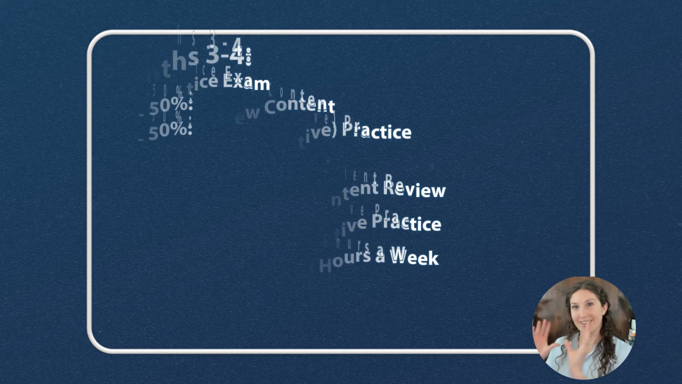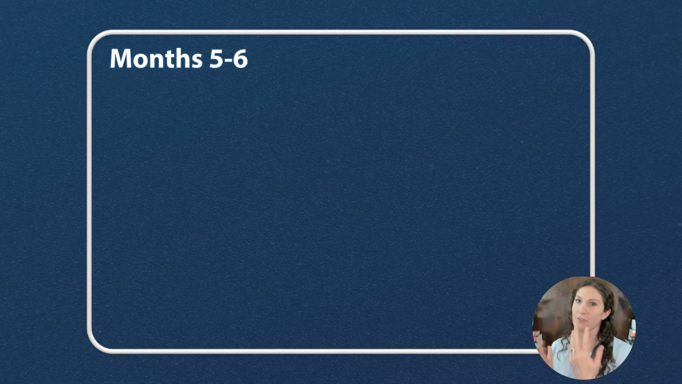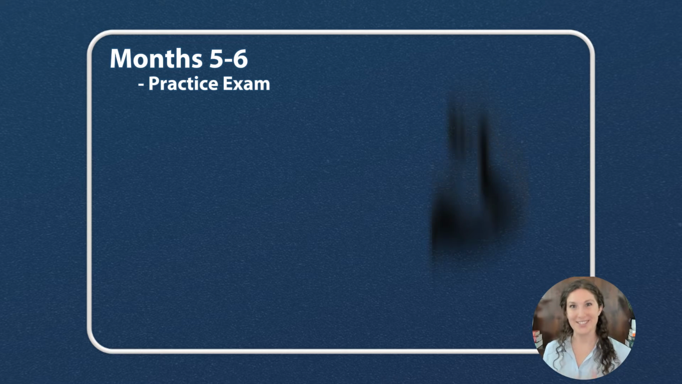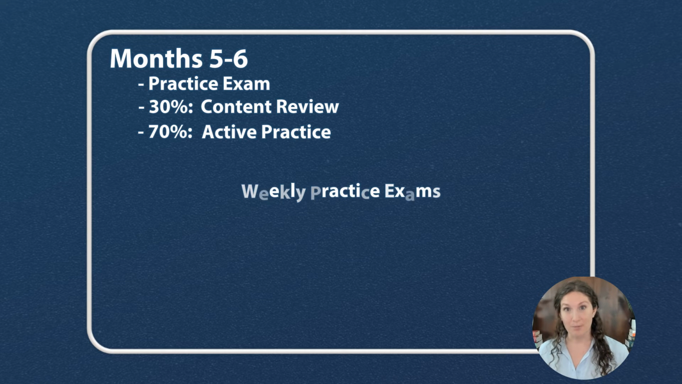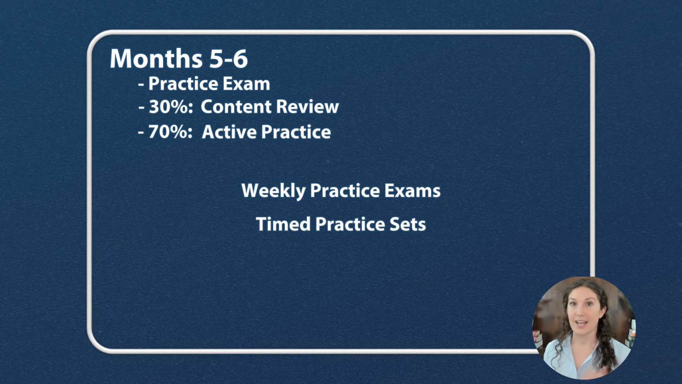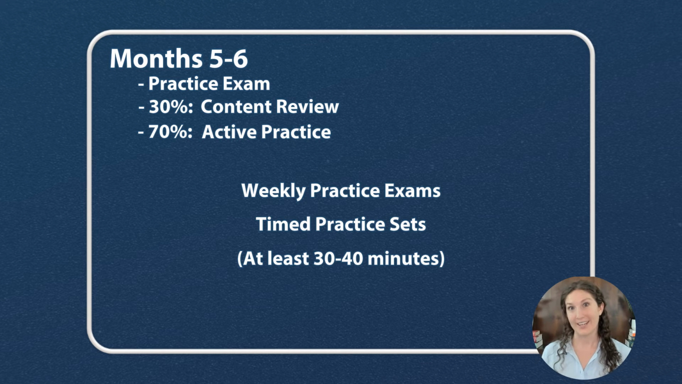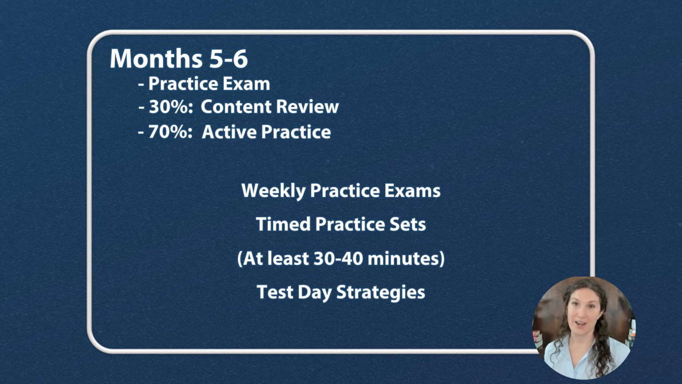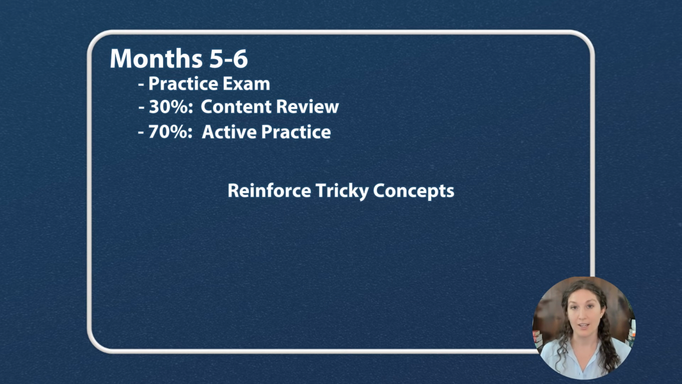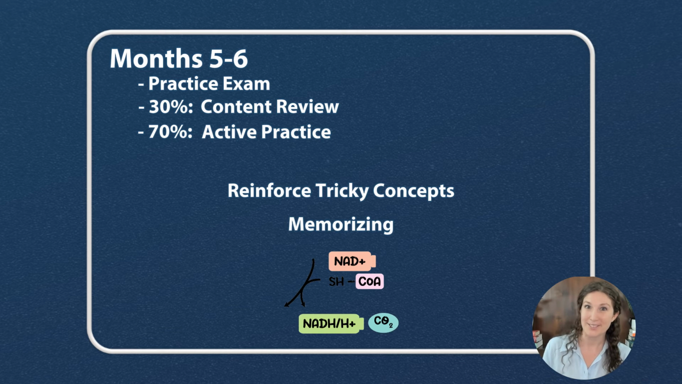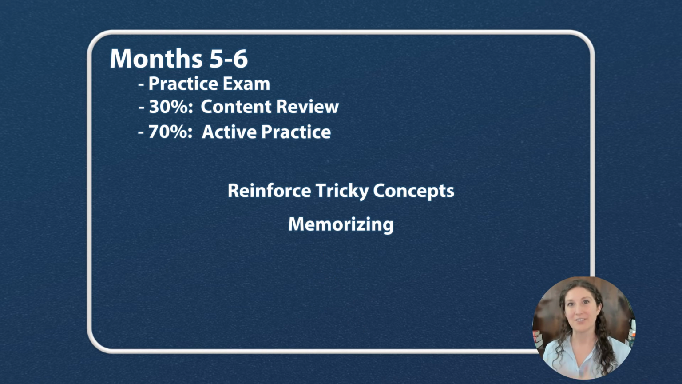The last third, the last 2 months before test day, we of course take another practice exam, assess priorities, strengths and weaknesses, and now we flip it. So now we're spending only 30% of your time doing content review and 70% of your time doing active practice. Again, that's weekly practice exams, timed practice sets, at least 30 to 40 minutes to build that endurance, and trying to apply test day strategies and skills to our work. The 30% of content review is now reinforcing tricky concepts, memorizing things like metabolism structures and pathways, right? Getting those last pieces of content really locked down before test day.